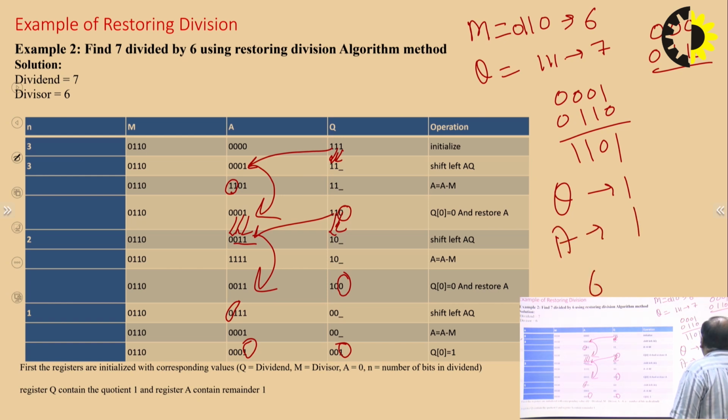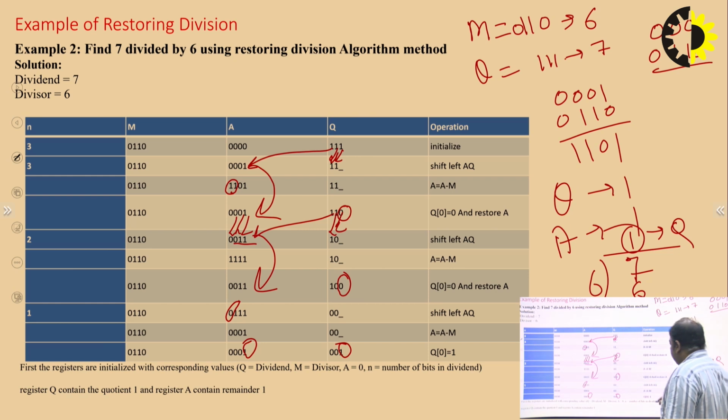So you can see when we do 7 divided by 6, it is 7, 1, 6, 1. So 1 is the remainder and 1 is the quotient. It is the quotient and it is the remainder, which is the same as represented by the values of Q and R, which is 1 and 1.